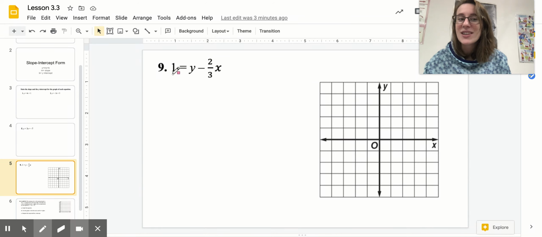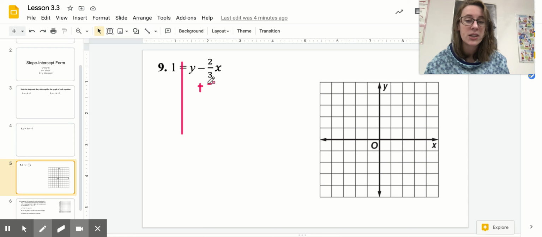I do not have this in slope-intercept form. My y is definitely not alone in this equation, so I need to kind of get y by itself. Now, I could move y over, but instead I'm going to move this x just to get y by itself. So the opposite of subtracting 2/3 is adding. So I'm just going to add 2/3 x to both sides. You cannot just ditch the x. The x has to stay on.